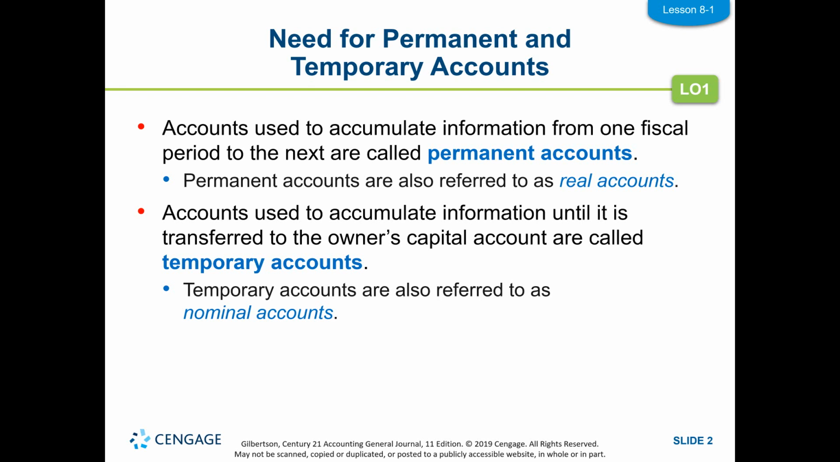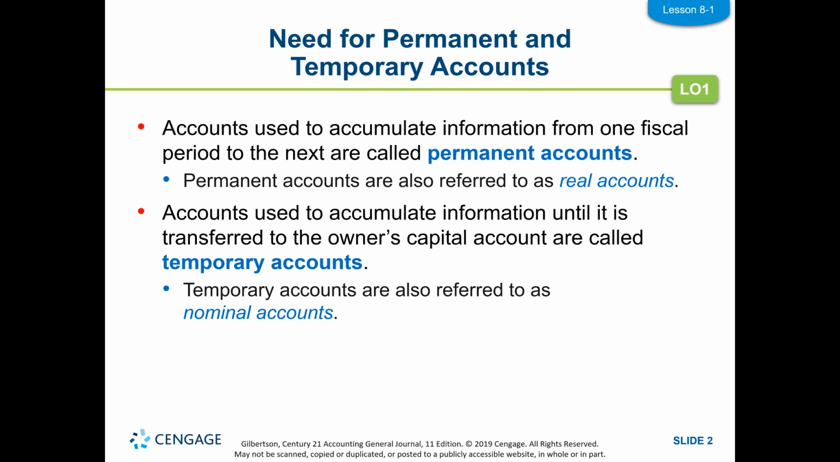My assets, my liabilities, and my owner's equity are going to be considered permanent accounts because I need that information from one fiscal period to the next. Accounts that we use to accumulate information until it is transferred to our owner's capital accounts are going to be considered temporary accounts, also referred to as nominal. So what would be a nominal or temporary account?